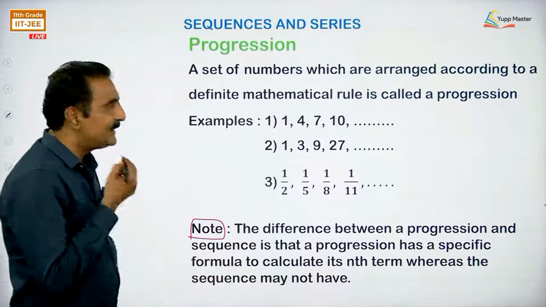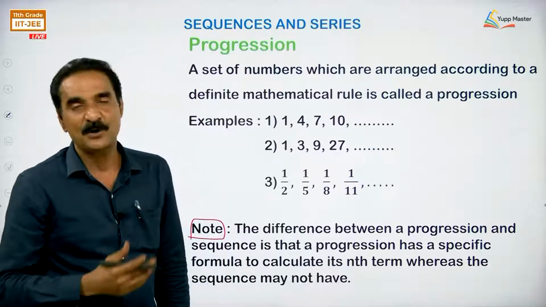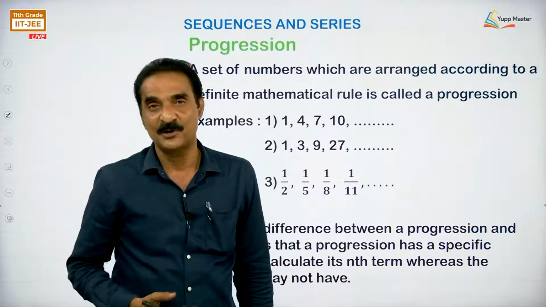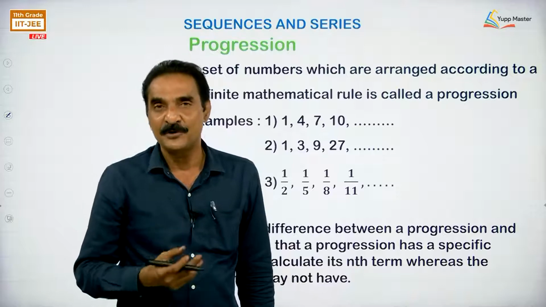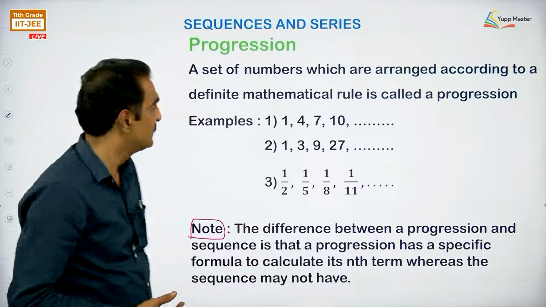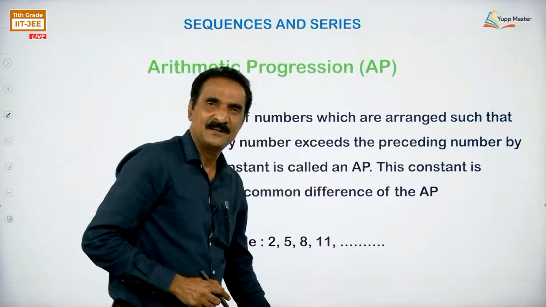Now let us discuss some basic progressions. Basic progressions are arithmetic progression, geometric progression and harmonic progression. Among them I am going to discuss arithmetic progression in today's class. Alright. Arithmetic progression, usually we say it is AP.